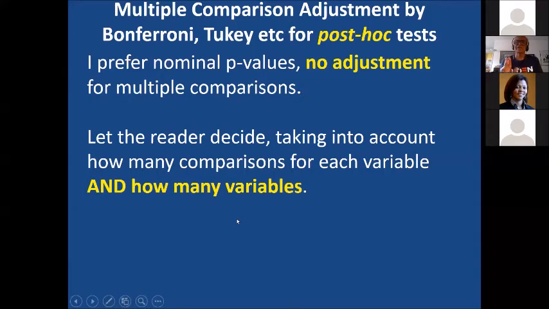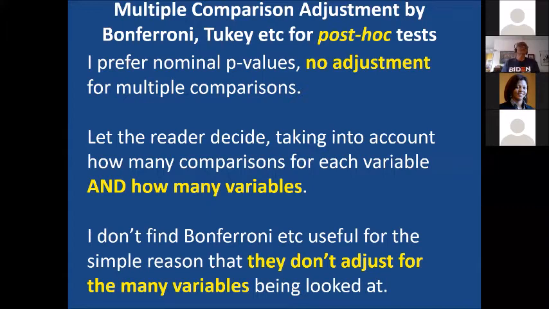Let the reader decide. The person who reads your paper can say, okay, they're looking at 3 outcomes, so I'm okay with 0.05 or maybe 0.02. But on the other hand, the reader might say, look, this person is looking at 20 variables. I'm not going to take any p-value seriously unless it's less than a much smaller number. So as I said, I don't find Bonferroni, etc., useful for the simple reason they don't adjust for the many variables being looked at. So that's the end of my rant.